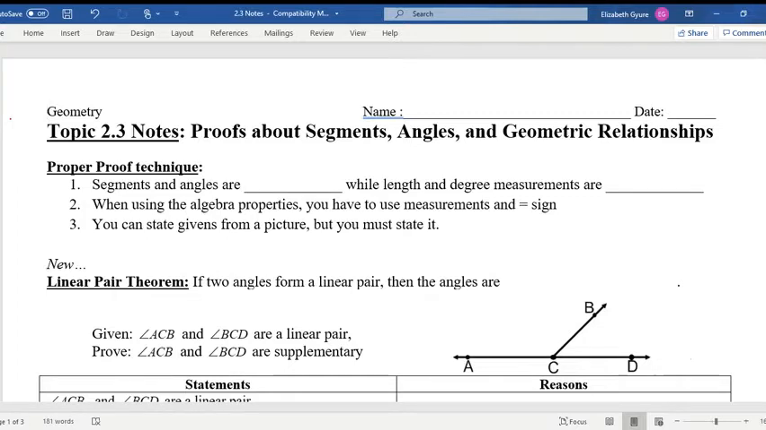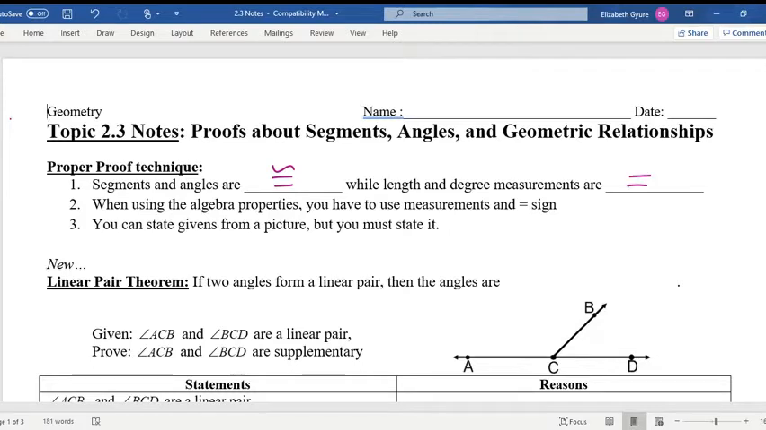So a couple things, when we write proofs, there's some proper proof technique to use. Like grammar, when you're in English class, you can't just write things any old way you want. You have to follow grammatical rules. The same thing happens in geometry where we need to follow some geometry rules. Segments and angles, we say that segments and angles are congruent, while length and degree measure are equal.